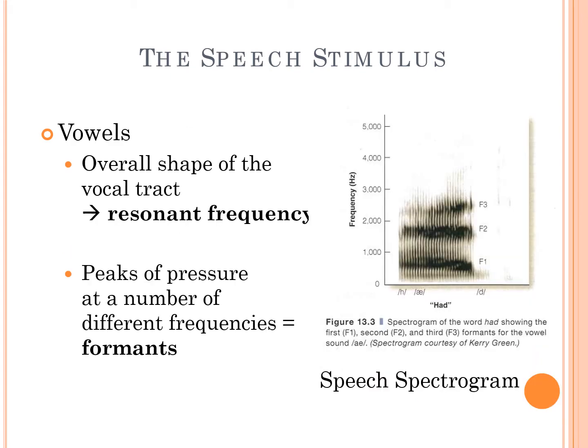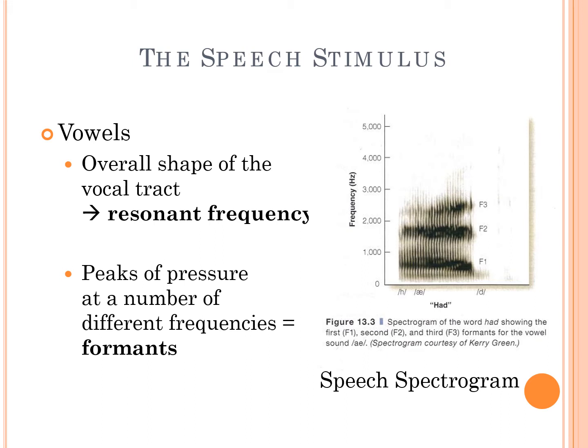Vowels are created by the overall shape of the vocal tract. As we are making an "ah" sound, in this case what's on the speech spectrogram there, the "had" sound, there is a resonant frequency that's being created by the shape of the vocal tract. And we see these peaks of pressure at a number of different frequencies.